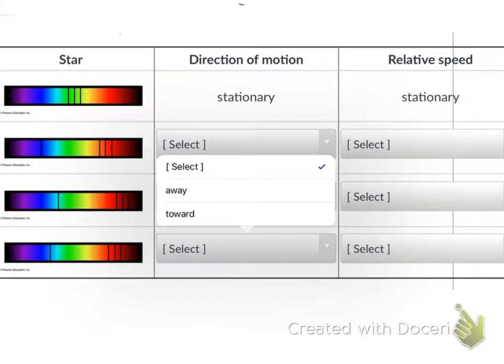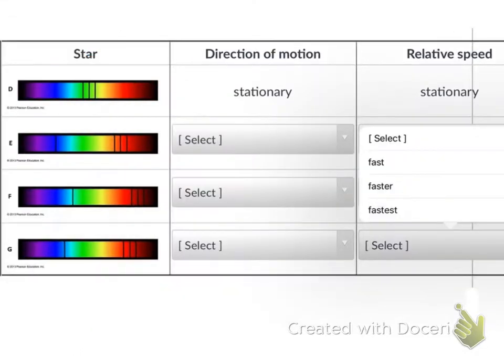Question number 2, you're told that star D is stationary. And then you have to choose not only the direction of motion of the remaining stars, E, F, and G, but also the relative speed. So you have to determine whether it's a redshift or a blue shift, and then the size of the redshift or blue shift. So you'll be selecting out of both of those columns.